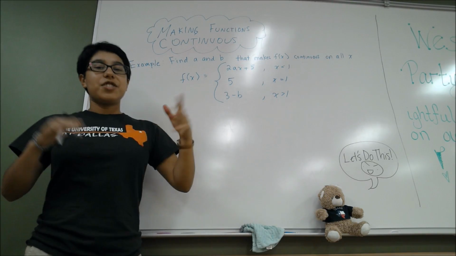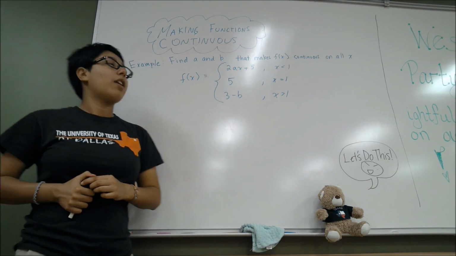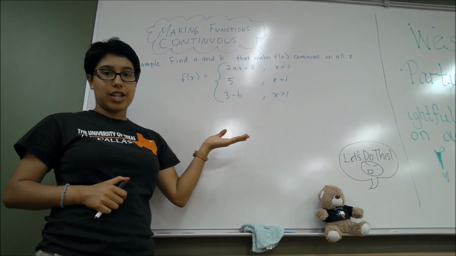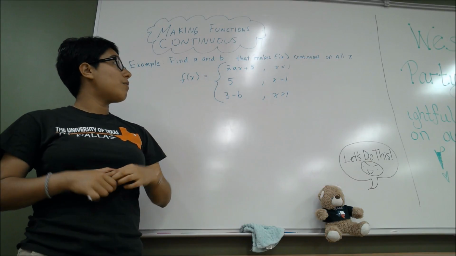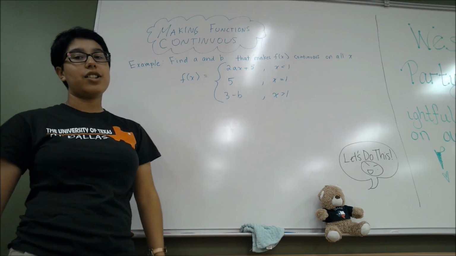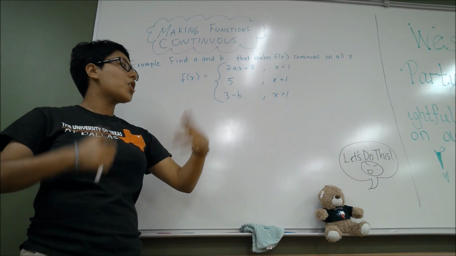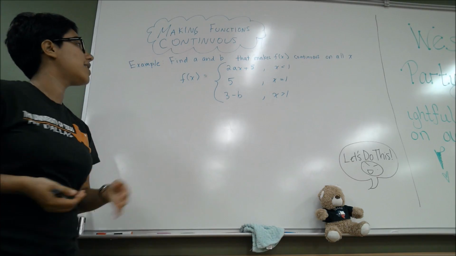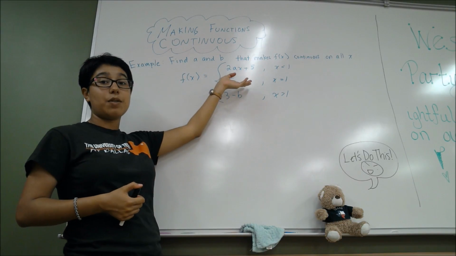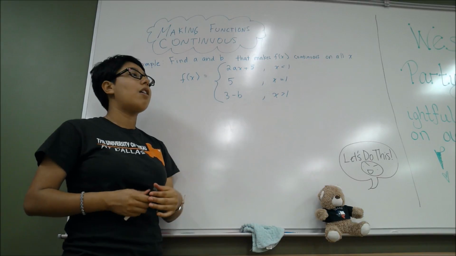Alright, so now we have this problem where we have to find an A and B that makes this function continuous. Okay, so the first thing to note again is that all of these functions are polynomials. This one's a constant, so it clearly is continuous on all x.